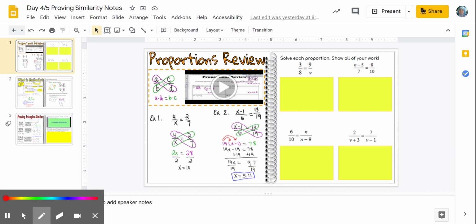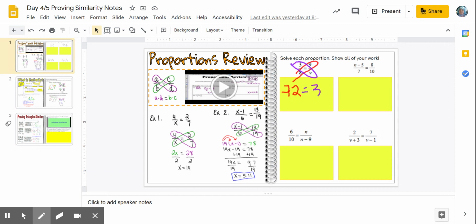So basically we're cross multiplying, right? You take the two numbers that are on a diagonal and you multiply them together. So 9 times 8 is 72. And then you take the next two numbers that are on the other diagonal and you do equals 3v. You solve that by dividing by 3 and dividing by 3, and then v equals 24, right?